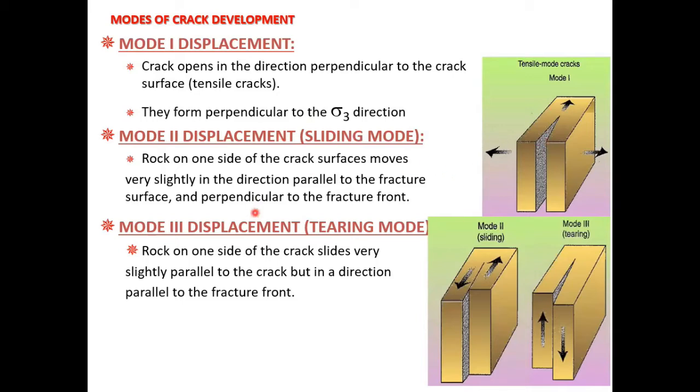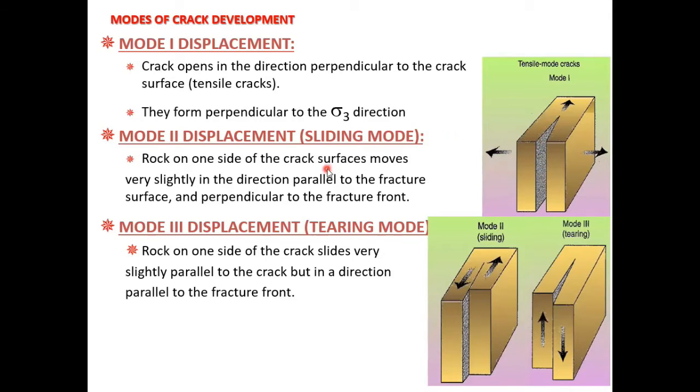They will form basically perpendicular to the sigma 3 direction. So here, this is the direction of sigma 3, and they will open up. The opening direction will be sigma 3, but the propagation of the joint in this direction, or strike of the joint, will be perpendicular to sigma 3.